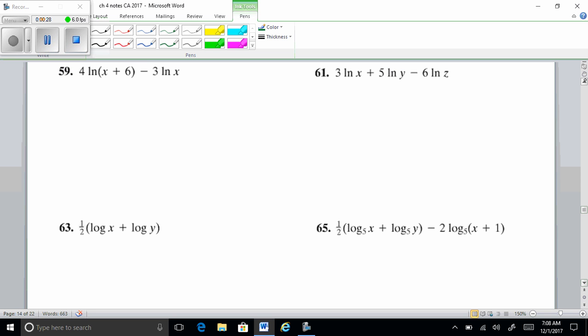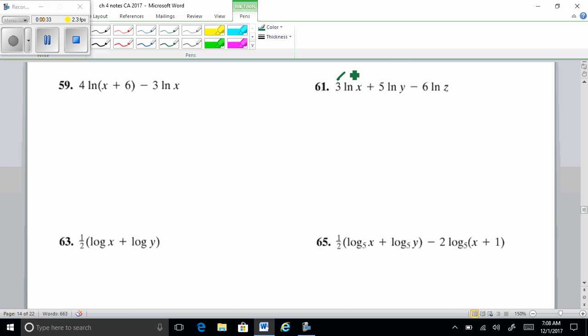And so here we go. So we're going to start by moving this back here, this back here, back here. So we're going to have natural log of x to the power of 3 plus natural log of y to the power of 5 minus natural log of z to the power of 6.